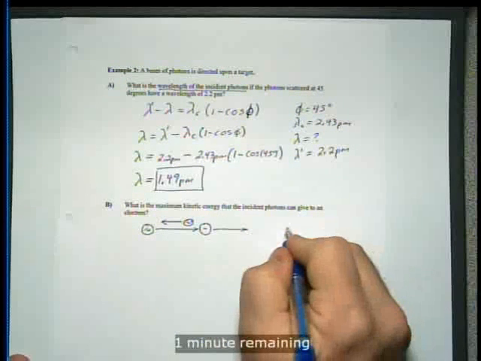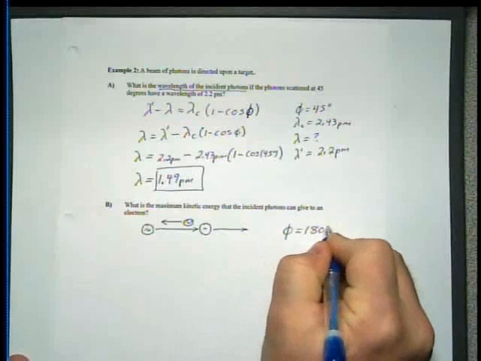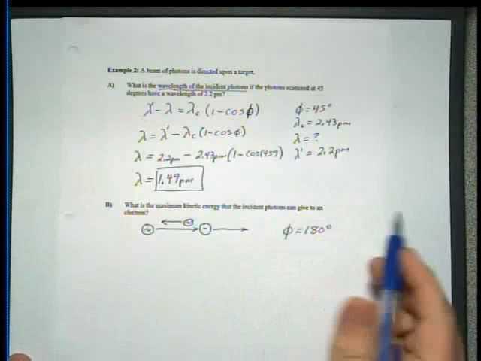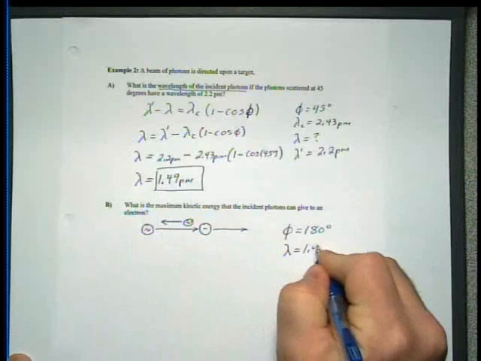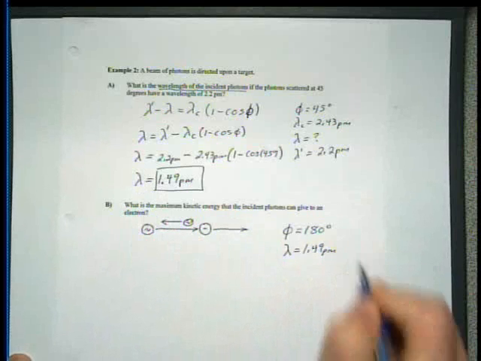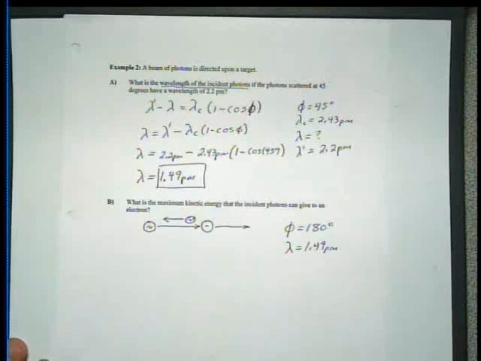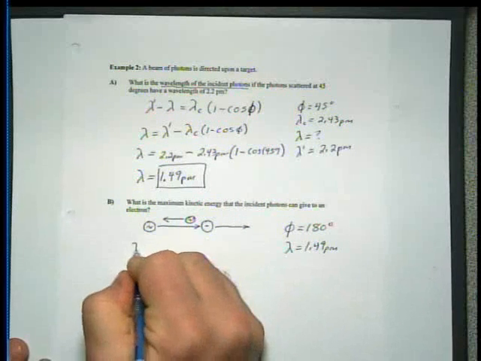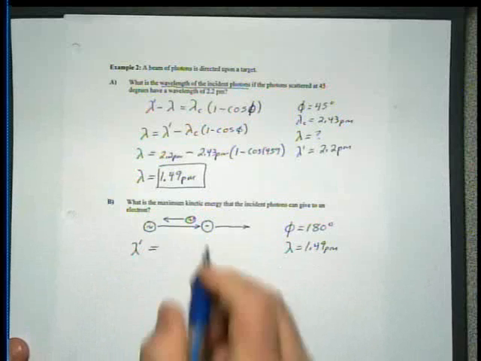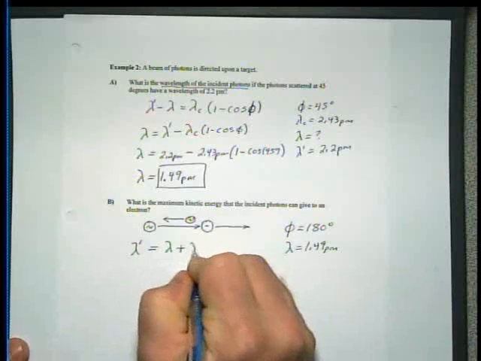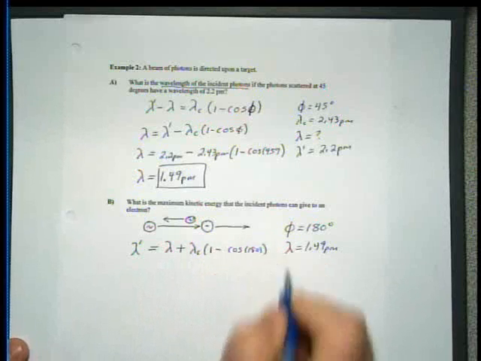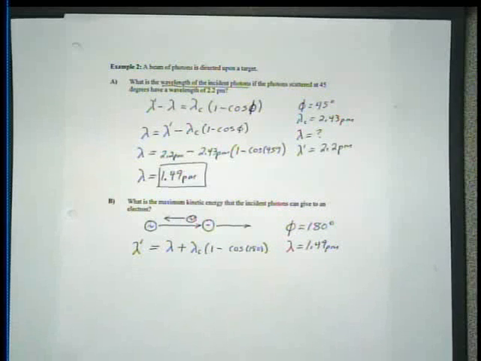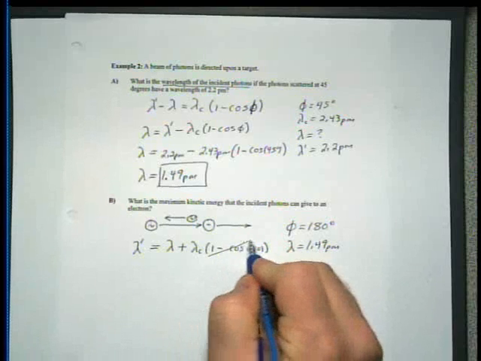So we know that phi is 180. Now we also know from this problem what the incoming wavelength was. First thing we need to do now is calculate the new wavelength for 180. So lambda prime is equal to lambda plus lambda c times 1 minus the cosine of 180. What's cosine of 180? Minus 1. So you get 1 minus a minus 1. This whole thing is 2.